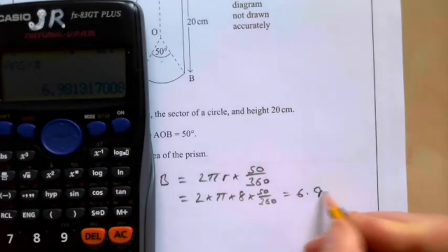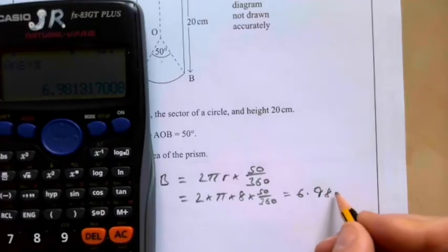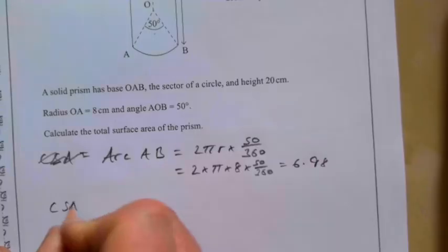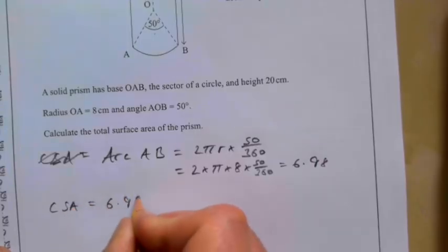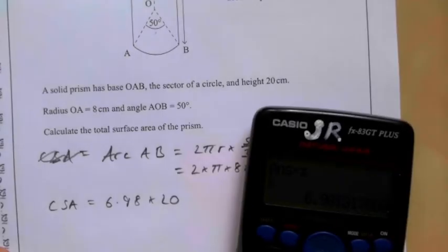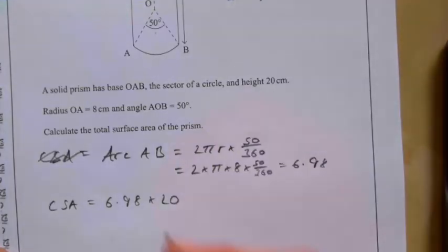That gives me 6.98, and then so that means the curved surface area is 6.98 times by the 20. Good to keep a number in your calculator if you can, and that gives me 139.626.